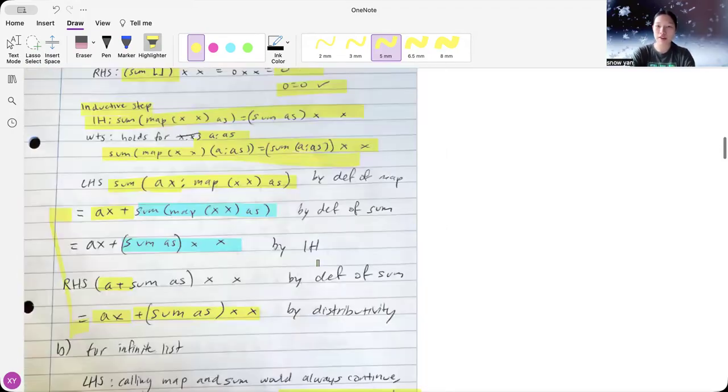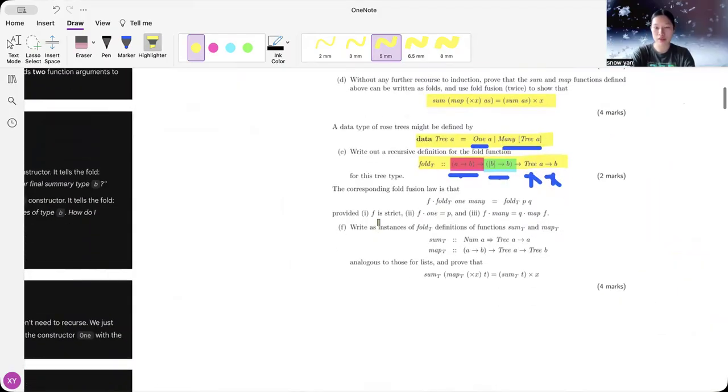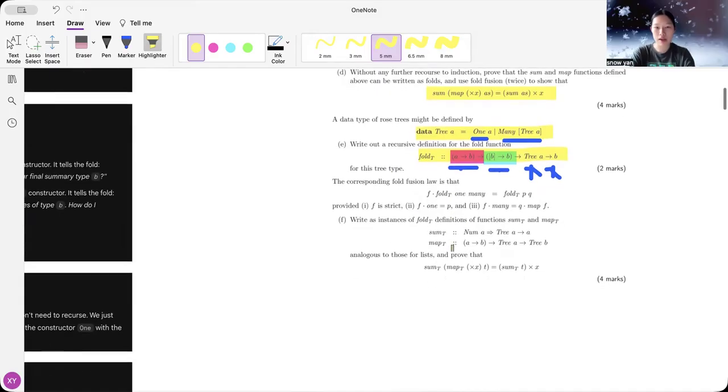Okay, for part F, I think this one is the hardest of this chapter, but I think it's the neatest because it really shows how fold and fold fusion can be applied to many data types. So we have this fold fusion law: f fold t one many is equal to fold t p q, provided that these are the three conditions.